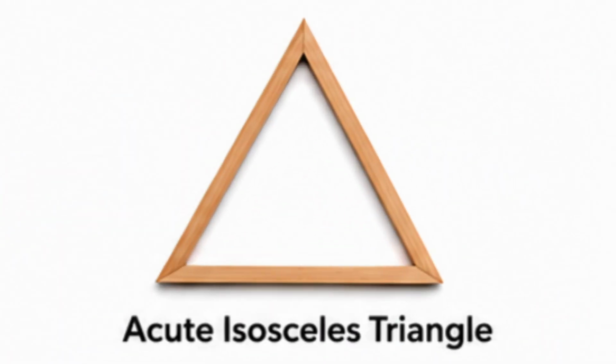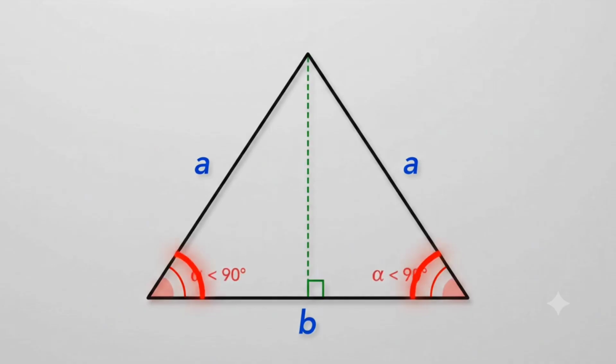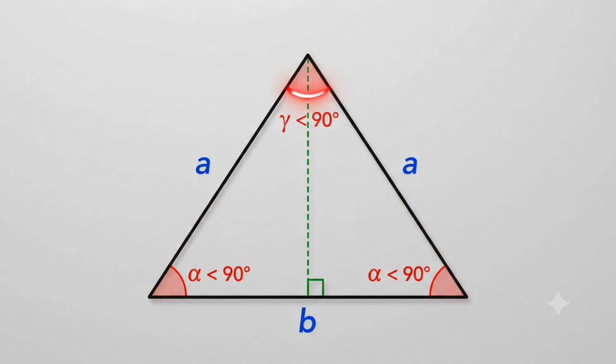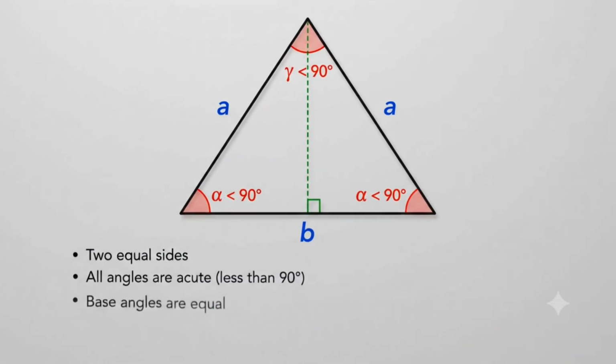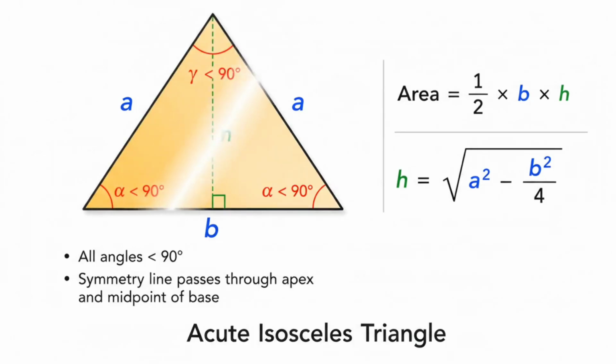Acute isosceles triangle. An acute isosceles triangle has two equal sides, and all three interior angles smaller than 90 degrees. It combines symmetry with the compact shape of an acute triangle. If the equal sides are A and the base is B, the perimeter is P equals 2A plus B, and the area is 1/2 times B times H, where H equals the square root of A squared minus B squared over 4. Because of its symmetry, it is often used in structural and decorative designs.